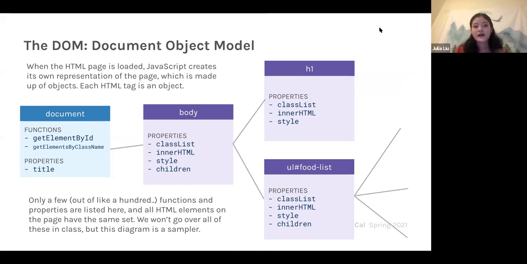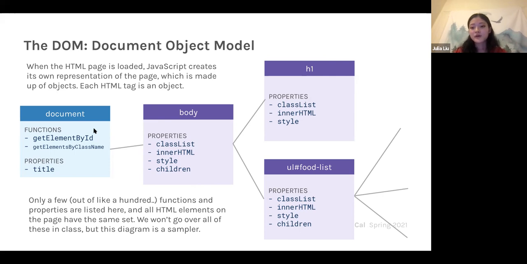Here we can see that document has many functions, and two of the most useful functions that you will use in this class are getElementById and getElementsByClassName. Document also has a property called title, which you can also change and manipulate with JavaScript. In terms of the body element in HTML, it has several properties such as classList, innerHTML, style, and children. There are a lot more properties as well, but for the purpose of this class, these are the four most commonly used properties.